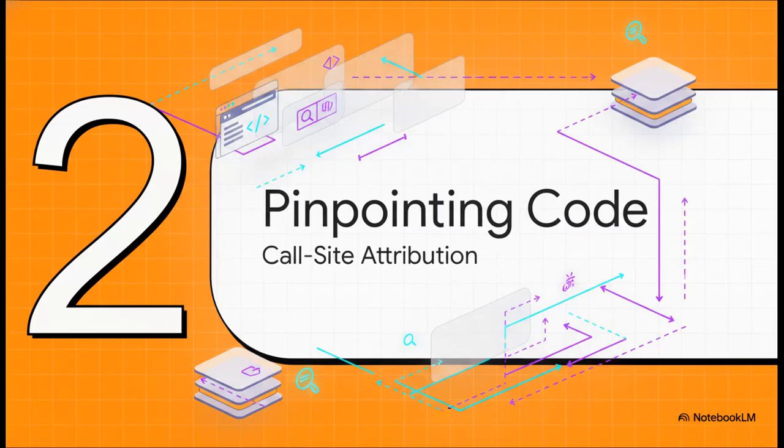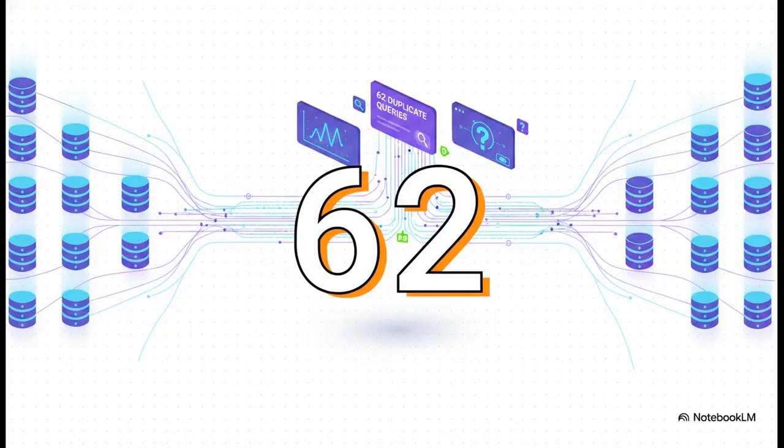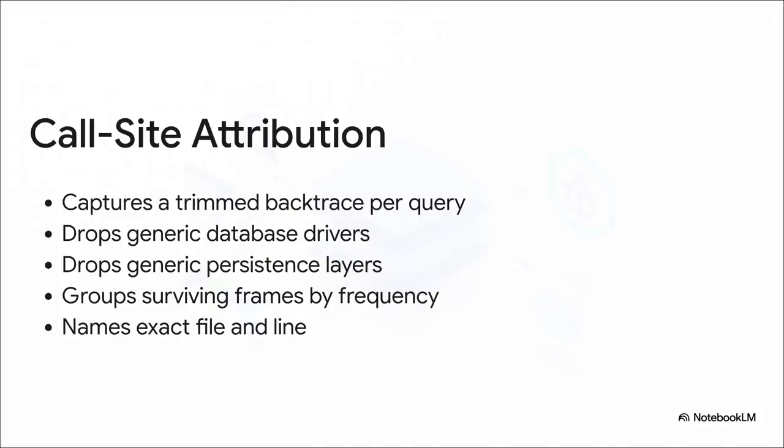Moving along to Section 3. Pinpointing lines of code, call site attribution. Just imagine the absolute nightmare of discovering an N+1 problem where 62 identical database statements are running on your page, just completely dragging the whole system down. You look at your performance tab, you see those 62 duplicate queries, and then nothing. You're just stuck guessing which loop and which random file is firing them off. In the old days, you basically had to hunt blindly for the source.